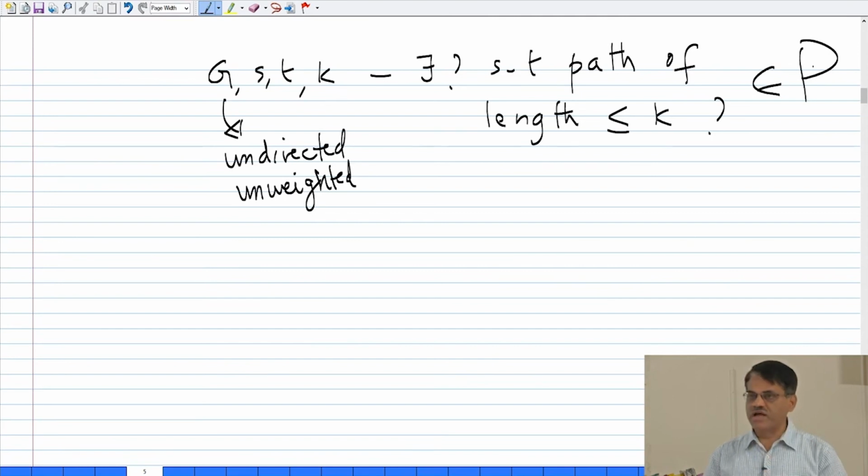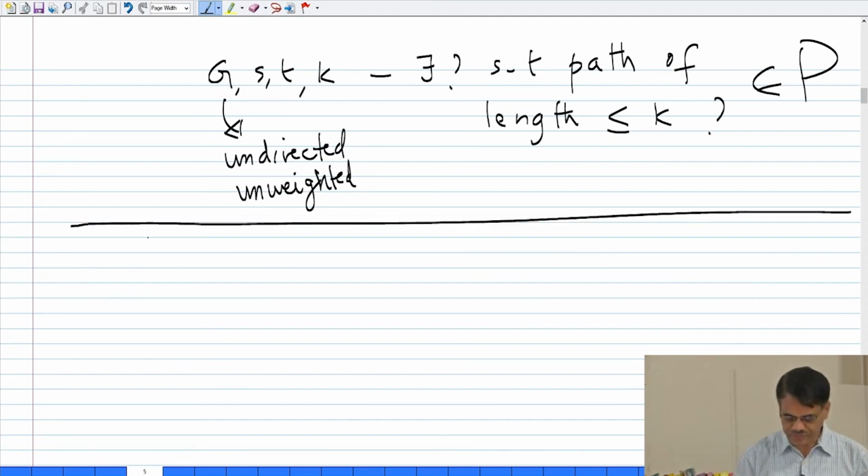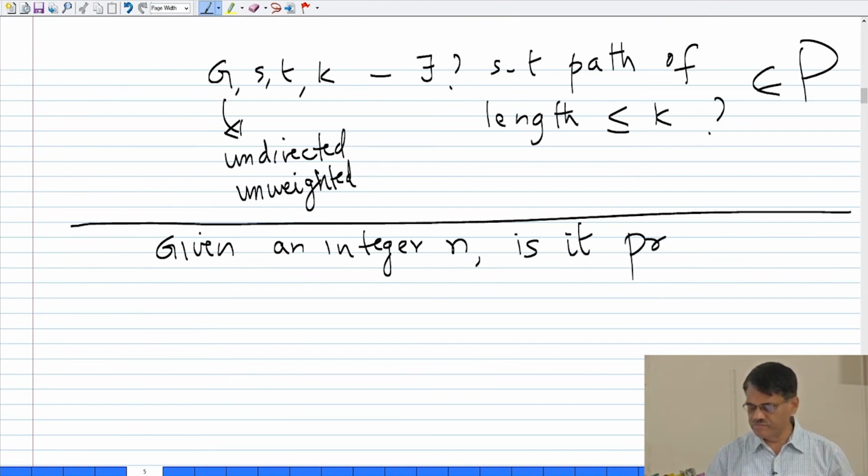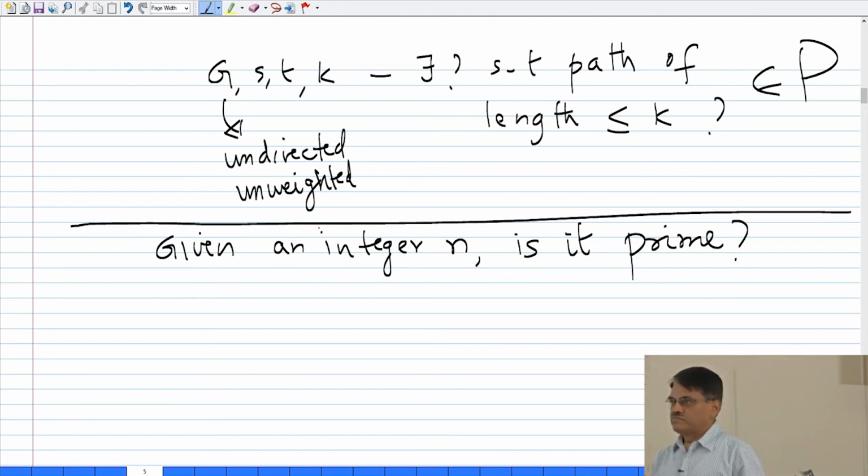I will just give you an example for this input encoding, how it matters, because that will complete my picture of P. So, let us look at the following problem. Very simple problem: given an integer n, is it prime? Given an integer n, is the number prime?